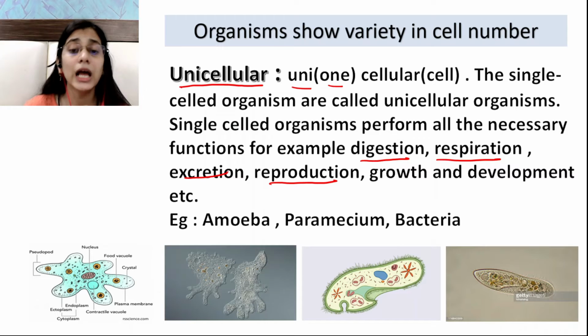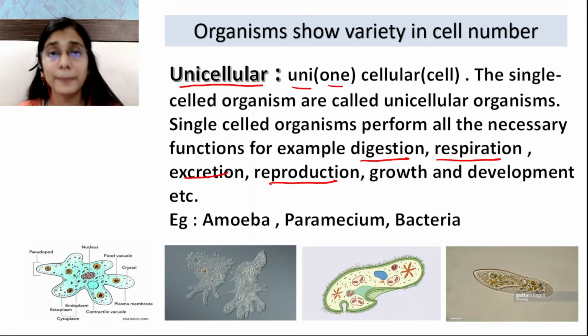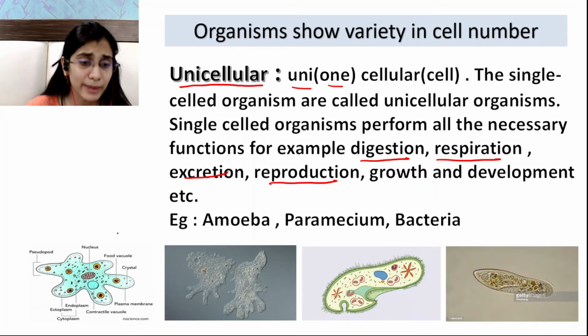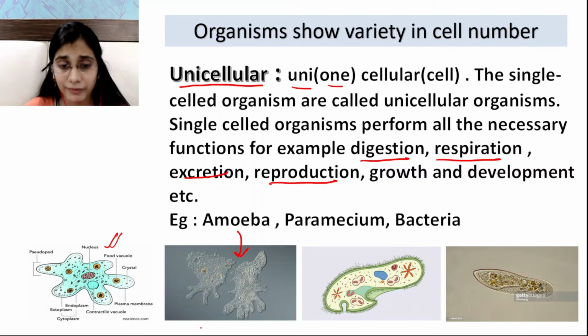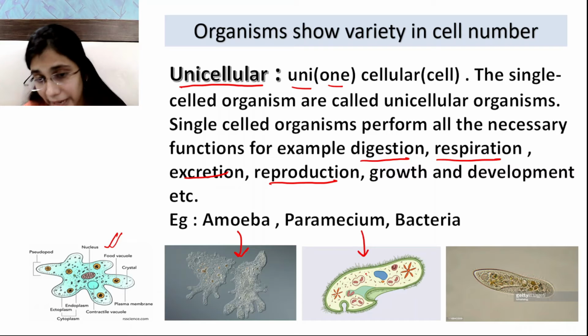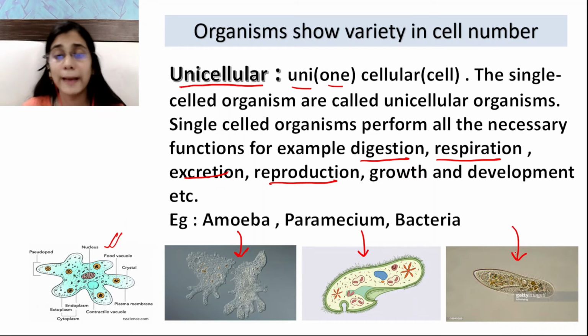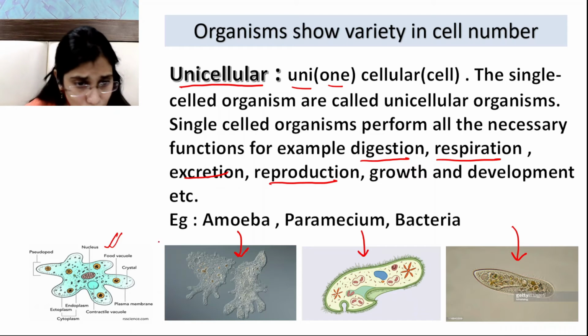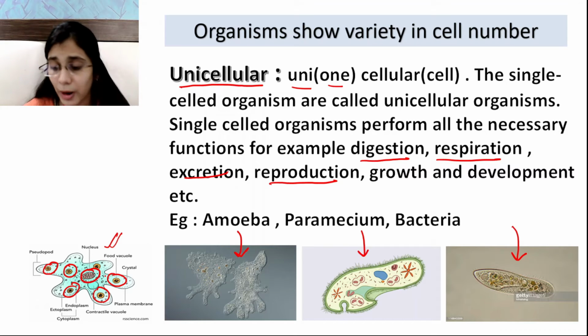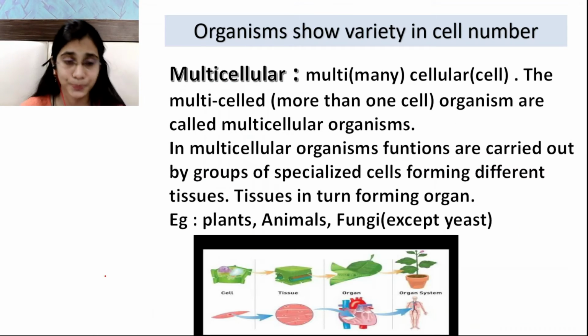For example, amoeba, paramecium, bacteria. This is the diagrammatic view of amoeba. This is the microscopic view of amoeba when we observe amoeba under the microscope. This is the paramecium, diagrammatic view of paramecium, and this is the microscopic view of paramecium. And you can observe different parts of the cell in this organism. We'll study about them in a later lecture.